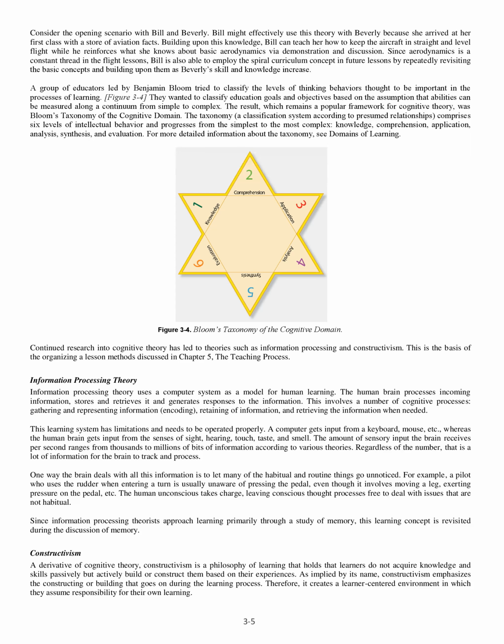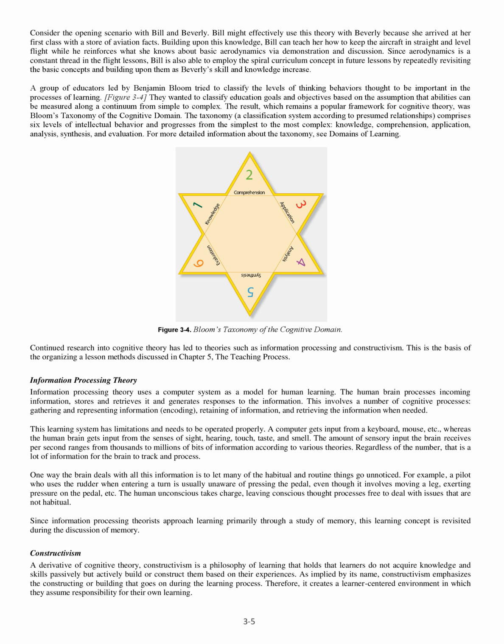Consider the opening scenario with Bill and Beverly. Bill might effectively use this theory with Beverly because she arrived at her first class with a store of aviation facts. Building upon this knowledge, Bill can teach her how to keep the aircraft in straight and level flight while he reinforces what she knows about basic aerodynamics via demonstration and discussion. Since aerodynamics is a constant thread in the flight lessons, Bill is also able to employ the spiral curriculum concept in future lessons by repeatedly revisiting the basic concepts and building upon them as Beverly's skill and knowledge increase.